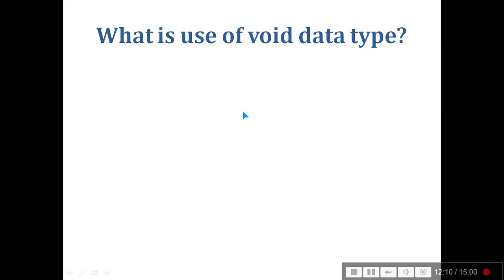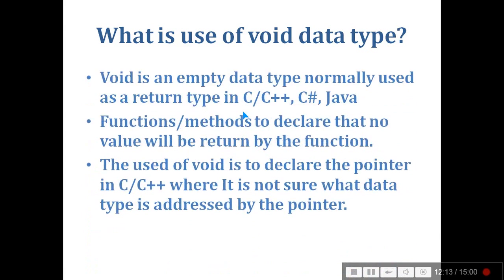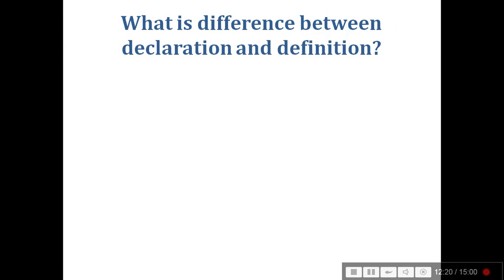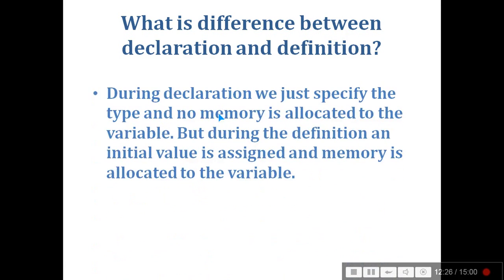What is the use of the void data type? The void data type means nothing to return. If nothing is returned, then void comes. What is the difference between declaration and definition? Declaration and definition are not the same. Declaration does not assign the memory value. Definition does.